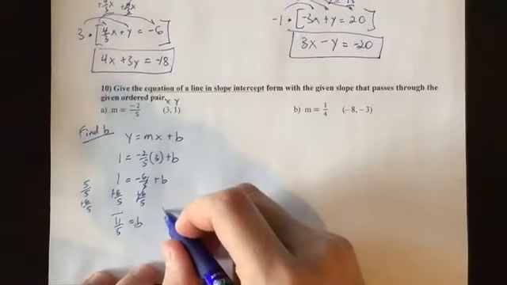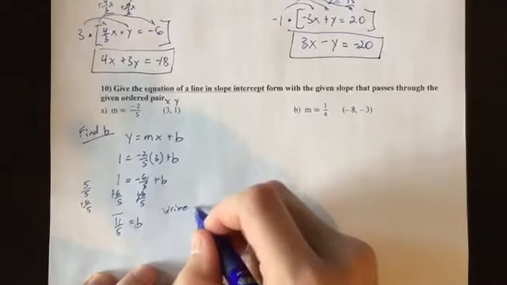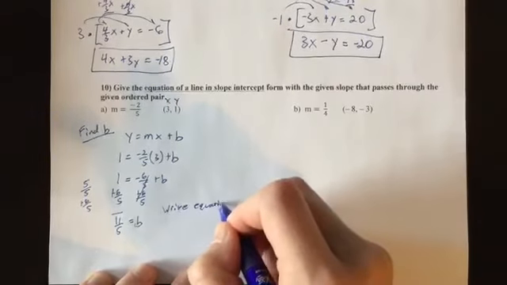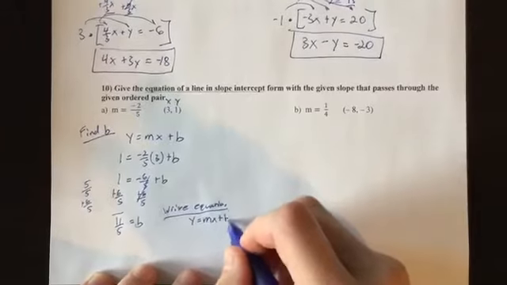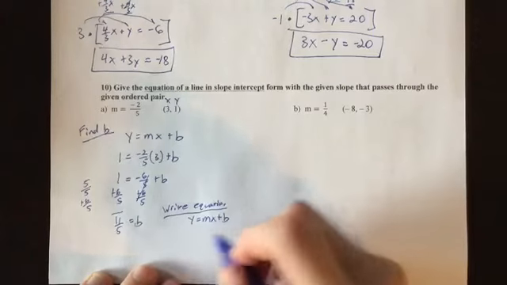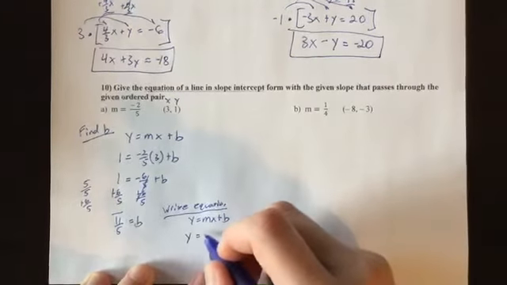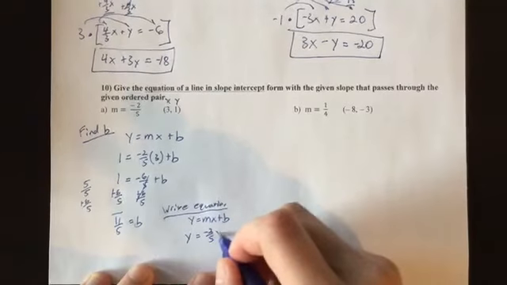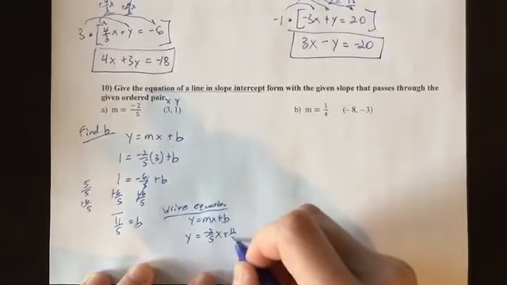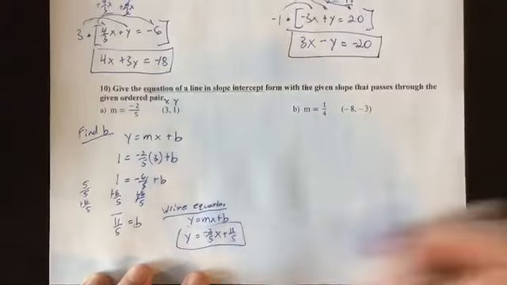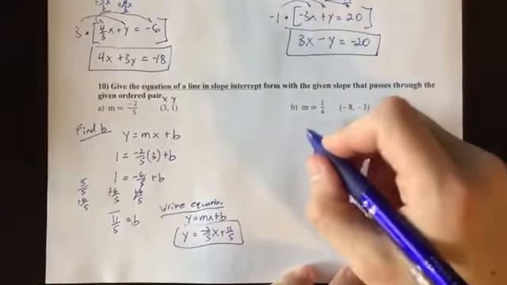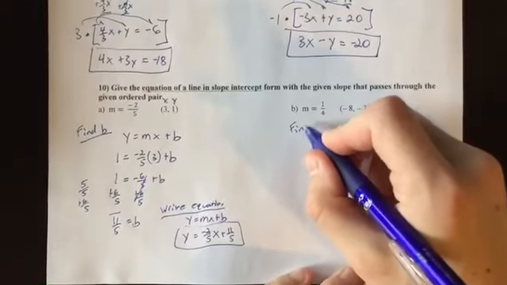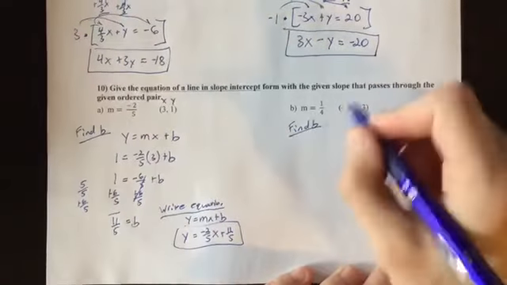And the last thing we're going to do is we're going to actually write the equation. And when we write that equation, we write it in slope-intercept form, and we just substitute in for m and b. So we'd have y equals negative 2/5 x plus 11/5. And we're going to repeat the process here for b with our different information. So first step, find b, that y-intercept.